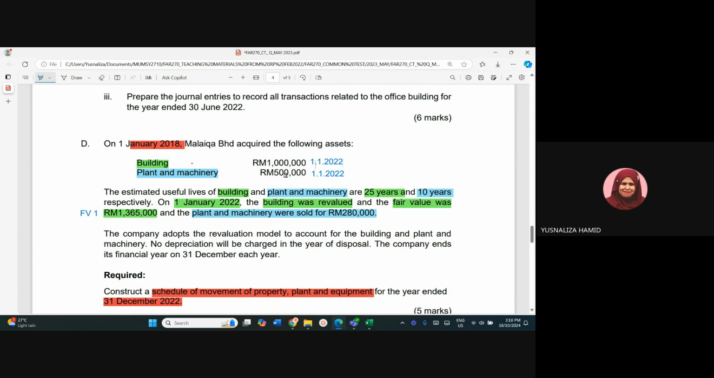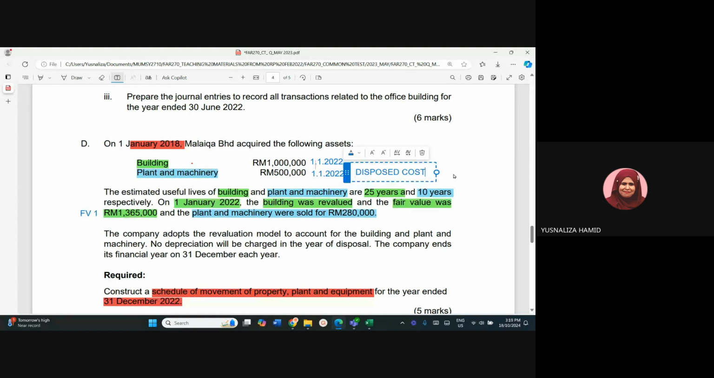So here the cost that is being disposed, you are informed, plant and machinery, it was sold off for 280,000. So you will have to check what is the plant and machinery. It was 500,000, and this 500,000 is the one that you will dispose. So this is the cost that you will dispose. So I will write down here, it will be disposed. Because you are not informed how much, it means that you dispose all of the plant and machinery. So you need to go and check what is the carrying amount on 1st of January and check whether there is a gain or loss.